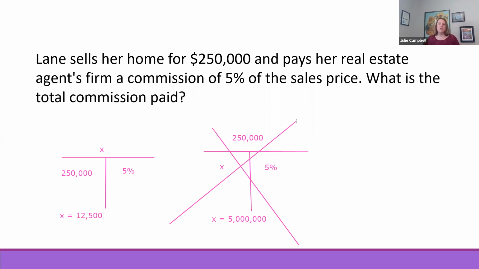So as you are using the T-bar, you're going to put the numbers, the part and the whole, and you're going to switch those. And if you get an answer of a $5 million commission when you're selling the house for 250, I hope your brain says, as nice as that sounds, that just isn't right. Wouldn't that be nice? Sell one house, get $5 million, and you're done. Retire. It doesn't work that way.